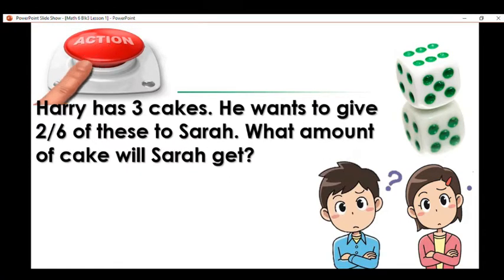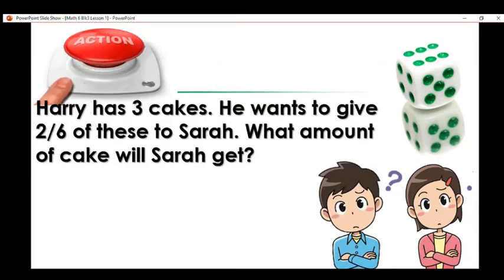Okay, so today we will start with a problem. Harry has 3 cakes. He wants to give 2/6 of this to Sarah. What amount of cake will Sarah get? Again, Harry has 3 cakes. He wants to give 2/6 of this to Sarah. What amount of cake will Sarah get?